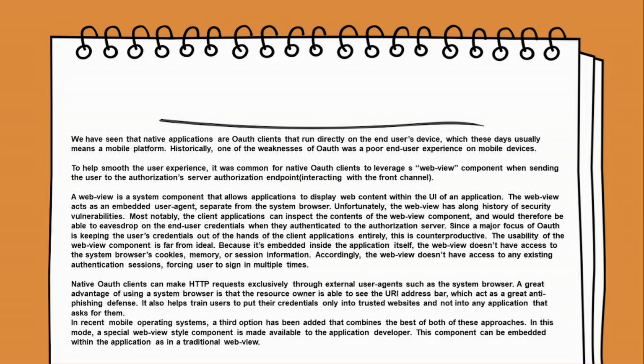Unfortunately, the web view has a long history of security vulnerabilities. Most notably, the client applications can inspect the contents of the web view component and would therefore be able to eavesdrop on the end user credentials when they authenticate to the authorization server. Since a major focus of OAuth is keeping the user's credentials out of the hands of the client applications entirely, this is counterproductive.